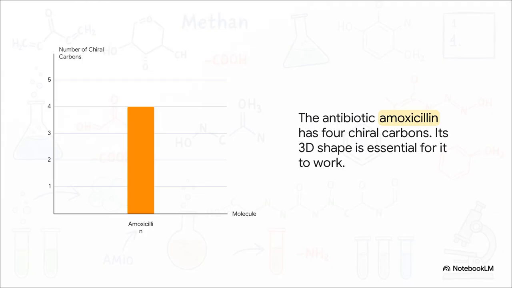And why does any of this matter? Well, take amoxicillin, a really common antibiotic. This life-saving molecule has 4 chiral carbons, 4 sensors of handedness. Its very specific 3D shape acts like a key, one that's designed to fit perfectly into the locks of bacterial cells and stop them from growing. If you used its mirror image, its enantiomer, the key wouldn't fit, and the medicine would be completely useless.